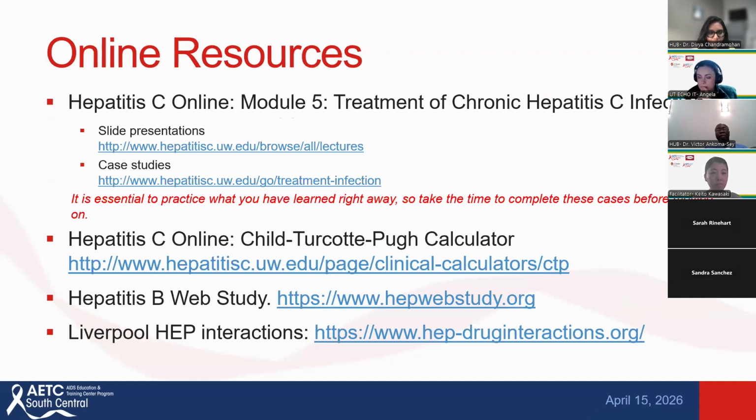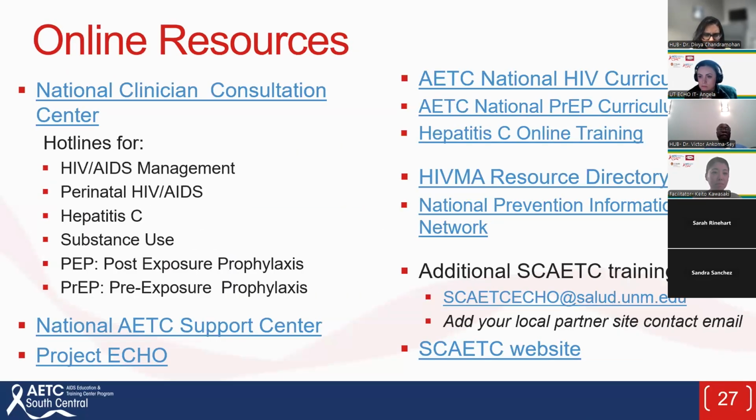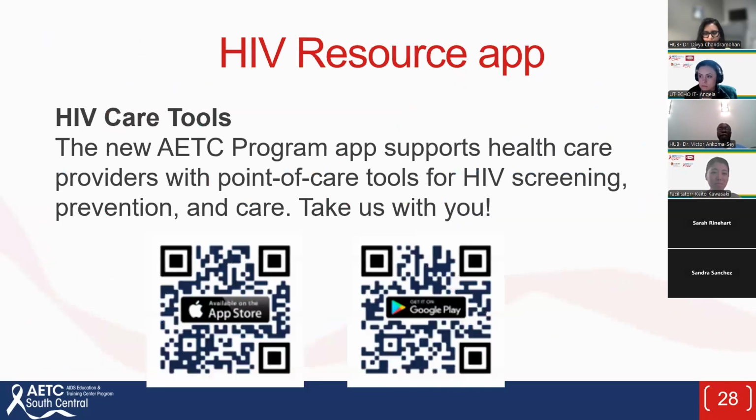I put some online resources on here. The first one is the Hepatitis C online curriculum, and that curriculum actually is a condensed version of the AASLD IDSA guidelines, which I encourage you to use. And there are a few calculators that you can use for CTP scoring and Liverpool interactions. I will take questions. I think there's another slide of resources as well, if I'm not mistaken. Yeah, and I can take questions now.